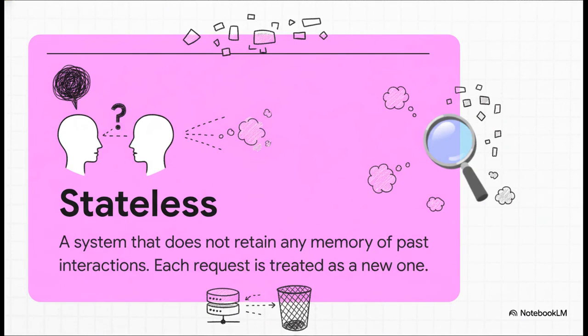So what does stateless really mean in practice? Well, imagine talking to someone who has no short-term or long-term memory. You would have to reintroduce yourself and explain the entire context of your conversation every single time you said something. That's exactly how an LLM operates on its own.